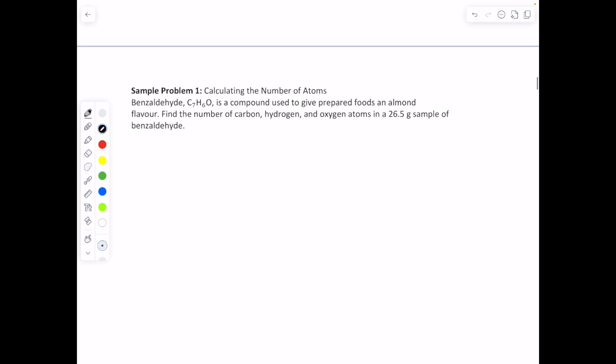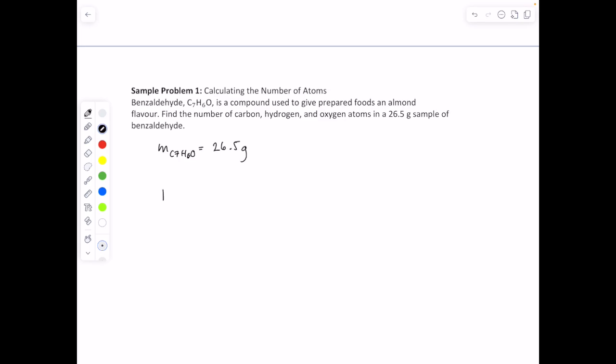Next, let's calculate the number of atoms. Benzaldehyde, C7H6O, is a compound used to give prepared foods an almond flavor. Find the number of carbon, hydrogen, and oxygen atoms in a 26.5 gram sample of benzaldehyde. So what we're going to do in this example, write down what's given. We have a mass of 26.5 grams.